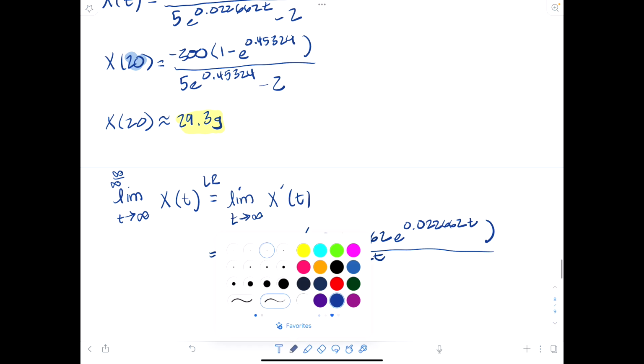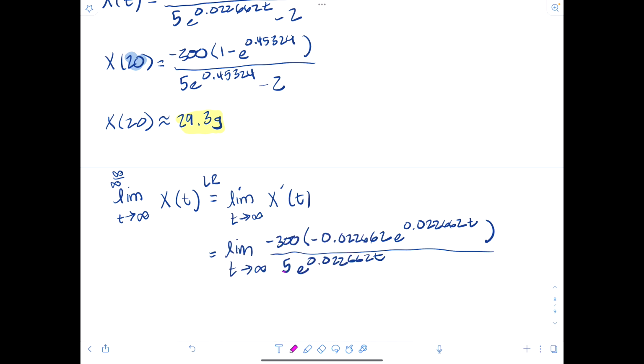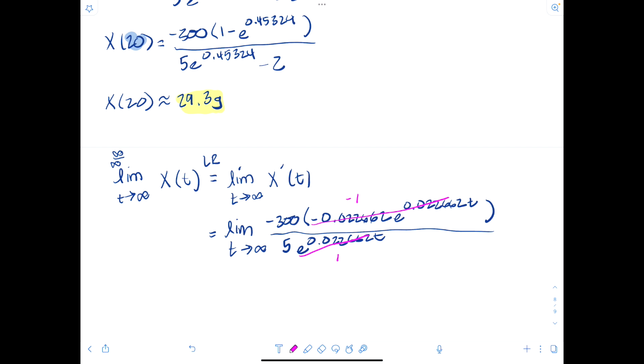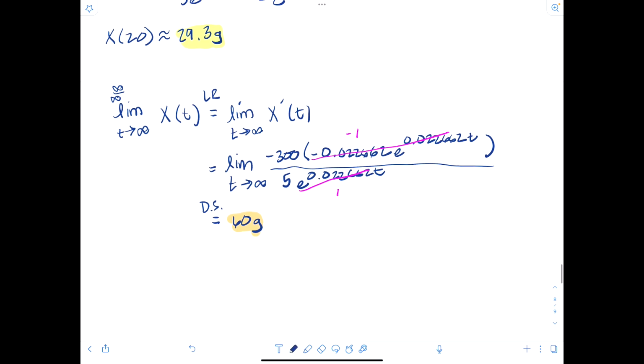And then, look at that. Isn't L'Hopital's rule nice? The exponential term divides out, and the numerator will get negative 1 because of that negative symbol. And then when we simplify using direct substitution or just what it's simplified to, we get 60. So over time, right, that limiting factor would be 60 grams. Cool.